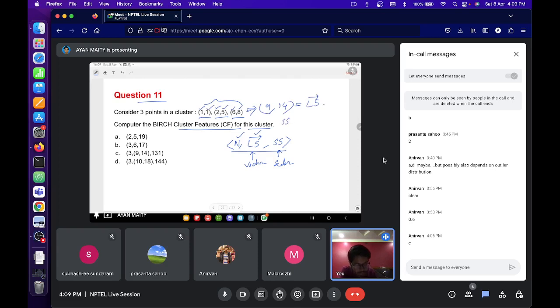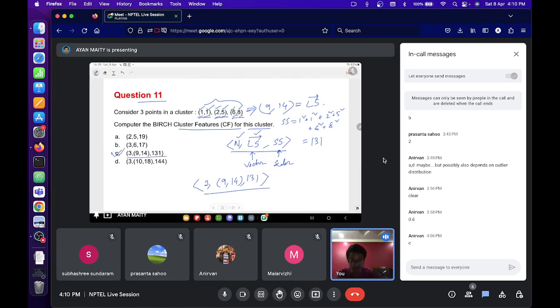And now what about the squared sum? The squared sum is just that you have to square all the components and add for all the points. So it will be 1 square plus 1 square plus 2 square plus 5 square plus 6 square plus 8 square. If you add this up, it will be 131. So it will be 3, 9, 14, 131. So this would be the cluster feature for this cluster.